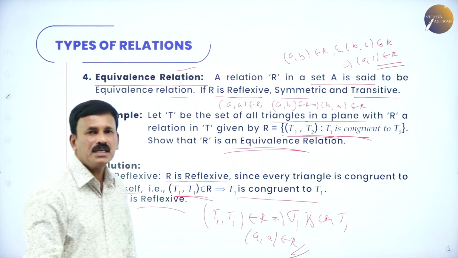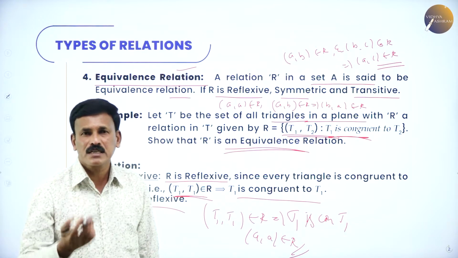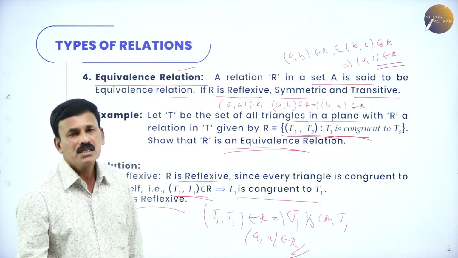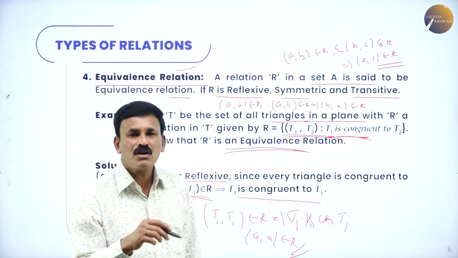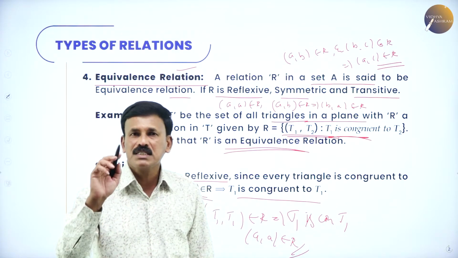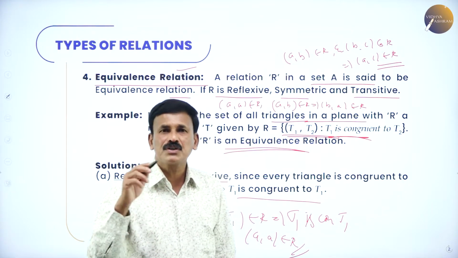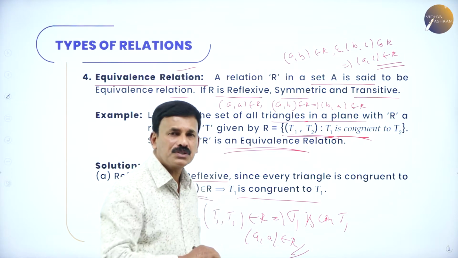That is (A, A). Every triangle is congruent to itself, that we know. Therefore, it is reflexive. (A, A) belongs to R. Reflexive. Next, symmetric. Symmetric means if the first triangle T1 is congruent to the second triangle, then definitely the second triangle is also congruent to the first triangle. If T1 is congruent to T2, then automatically T2 is also congruent to T1.